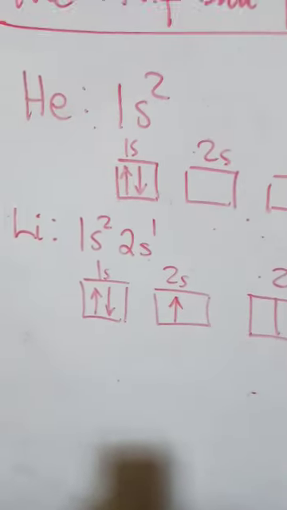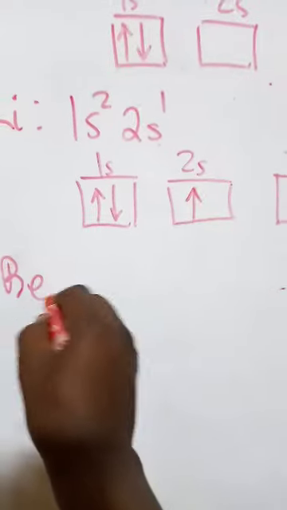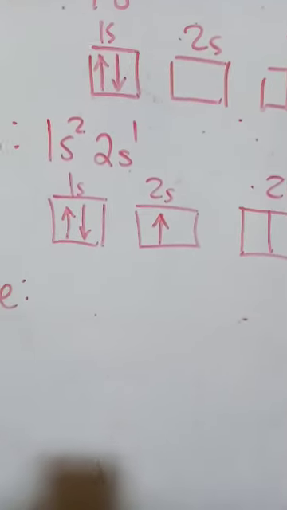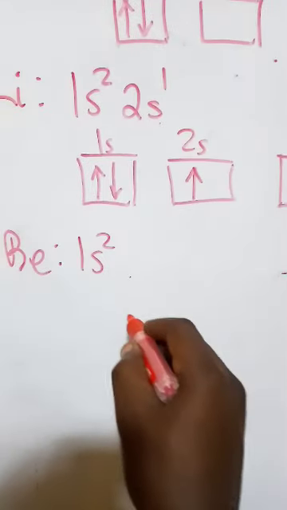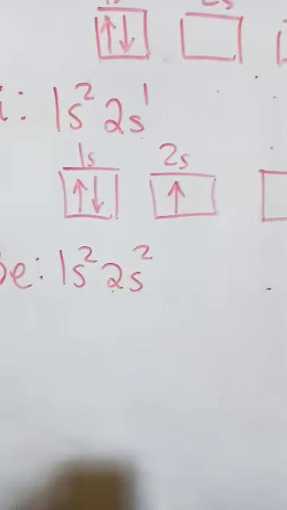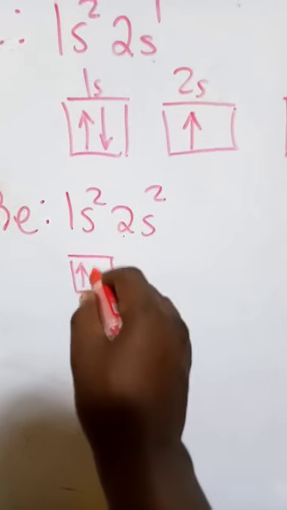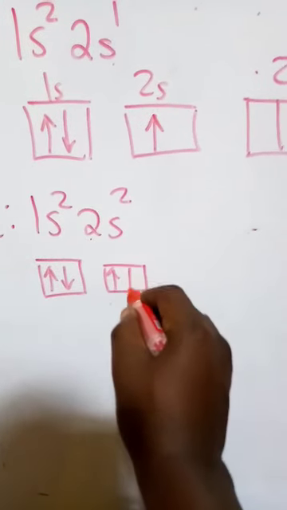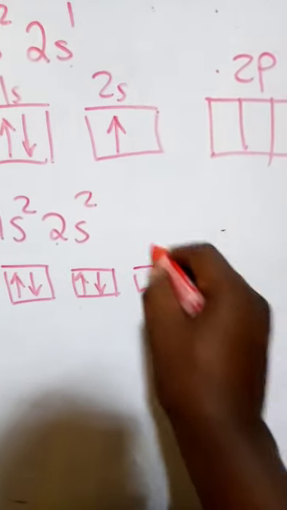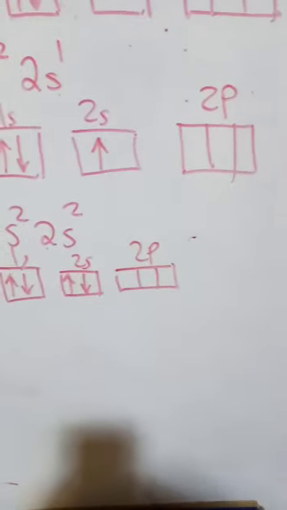Then the next element is beryllium, Be. Beryllium has 4 electrons, so the electron configuration is 1s2, then 2s2, as you can see. It means this 2s is now filled up. This is the 1s, then 2s is filled up, then we have the 2p. So that is the electron configuration for beryllium.